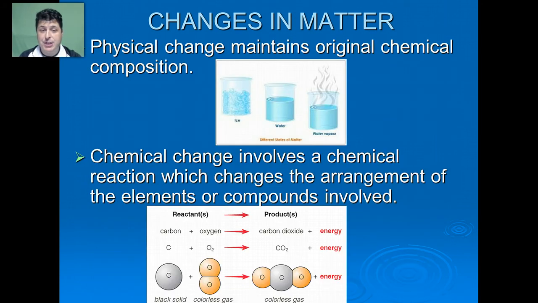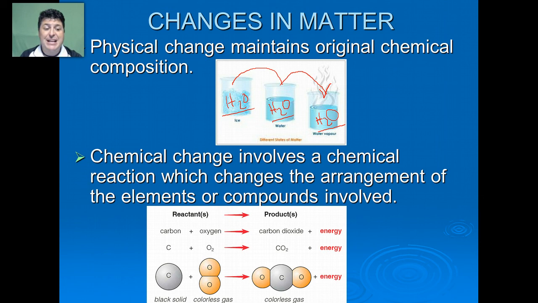Matter can undergo various changes. In a physical change, the matter is going to change its physical form while maintaining its original chemical composition. For example, water, when it moves from its frozen form to its liquid form, and then to its gaseous form as vapor, maintains its original chemical composition. It's still water. During a chemical change, we're going to have a chemical reaction where there's going to be a change in the arrangement of elements or compounds, resulting in something completely different than what we started off with.